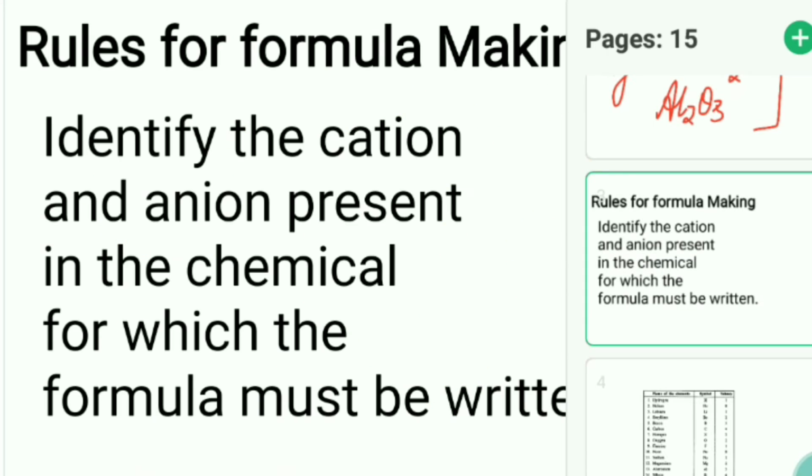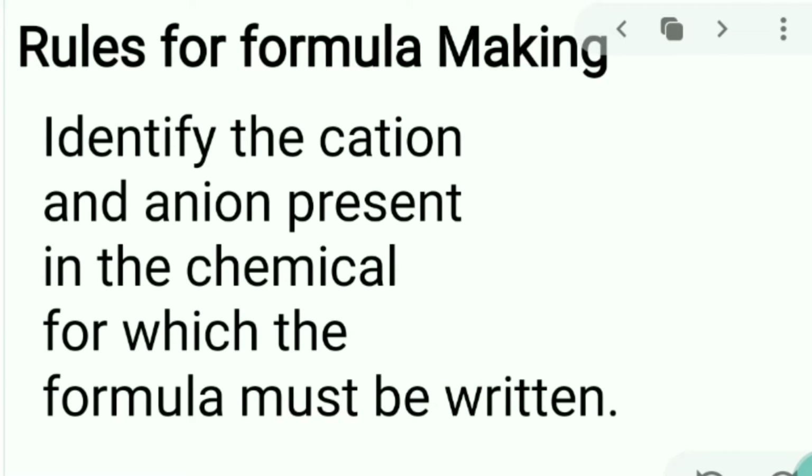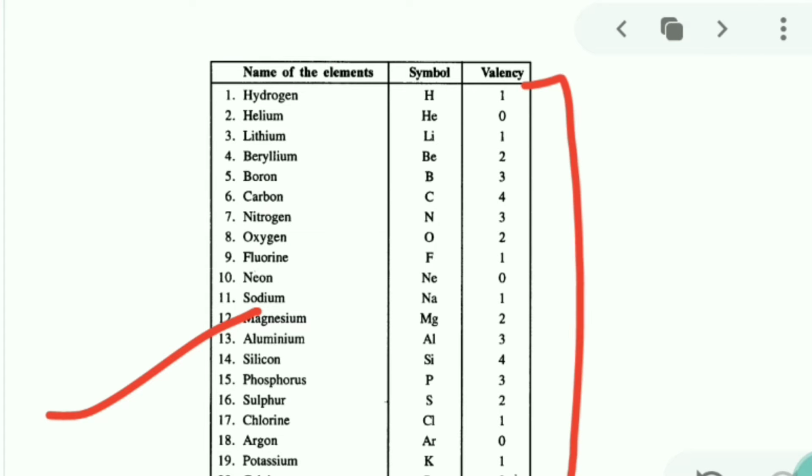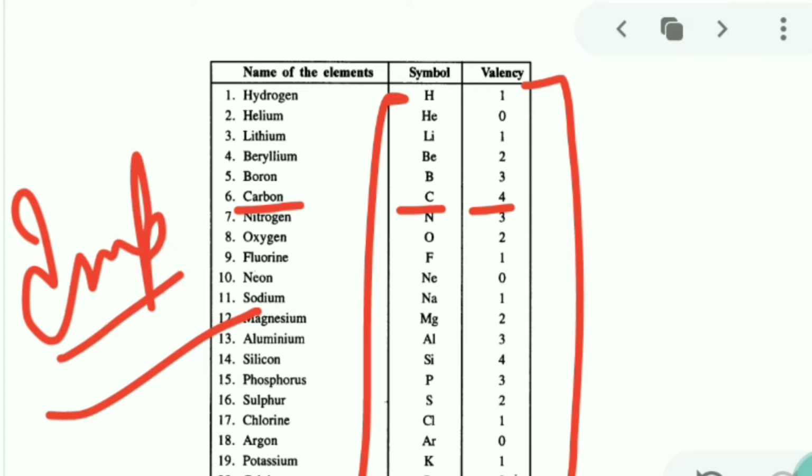See students, the first rule for making the formula which you need to keep in mind is to think about the cation and the anion, that is, which is the positively charged species and which is the negatively charged species. Your formula will be made on that basis. These are the valencies and charges you need to learn along with the symbols. Then only you will be able to make the formulas. For example, carbon is denoted by C and its valency is 4, and similarly all others. These are the very important and basic first steps for formula making.